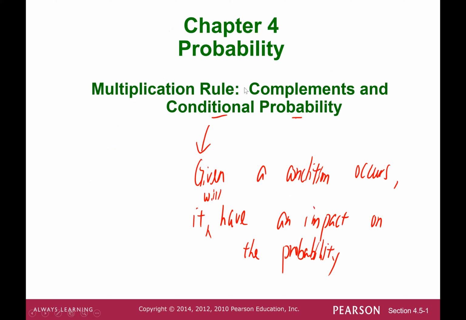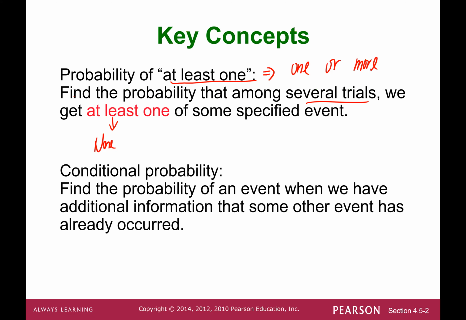So let me go back to the previous slide. So we're talking about the multiplication rule in this section. So we're going to mainly focus on complements and also the conditional probability. As I mentioned, conditional probability is the probability of event B given that event A occurs, assuming event A has impact on event B. Okay. So that's the definition of conditional probability, but we're going to go to the details later. But let's focus on key concepts here.